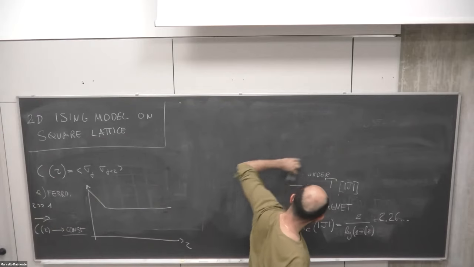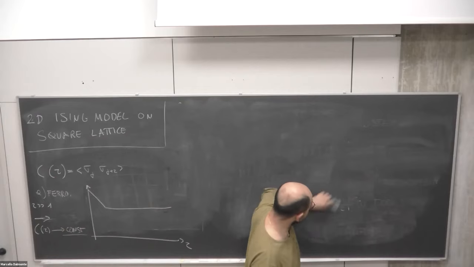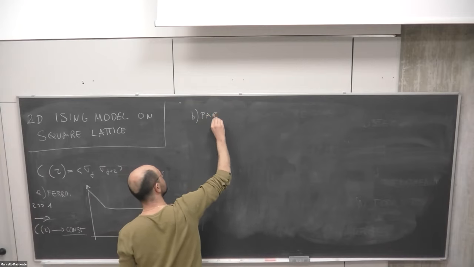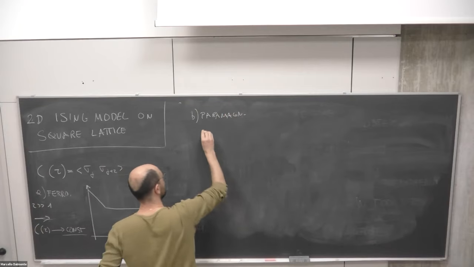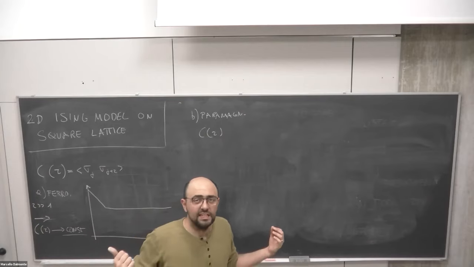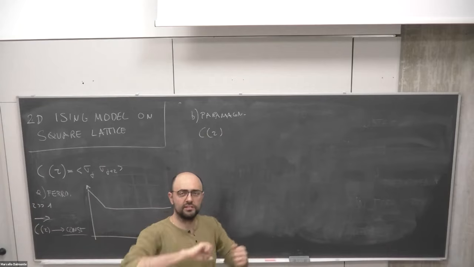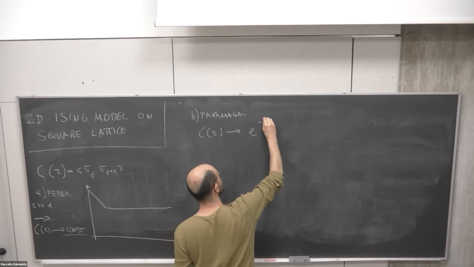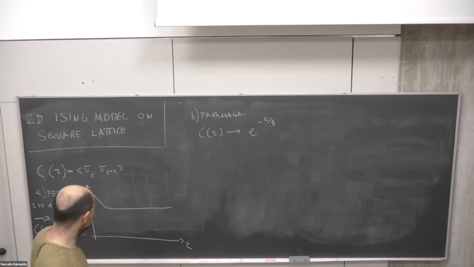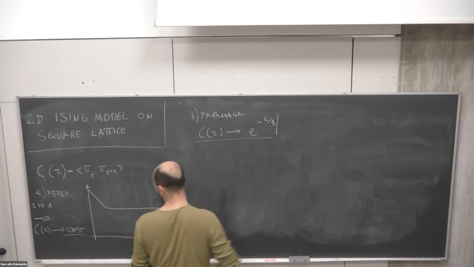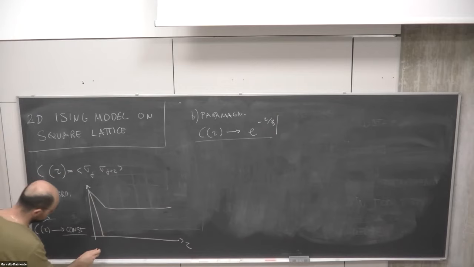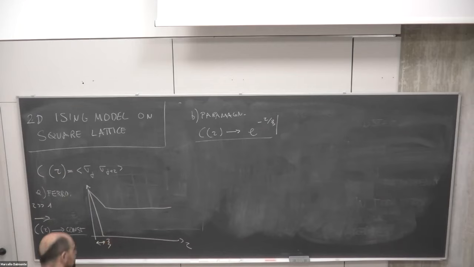Now, oppositely, if we are at very high temperature in the paramagnetic phase, what will happen is that C of r at very large distances will decay very fast because there is no correlation whatsoever. The spins are essentially independent variables. And this will decay as e to the minus r divided by xi. So if we try to plot this here, we will see that this correlation decays very fast and approaches zero within a length scale which is related to this correlation length.